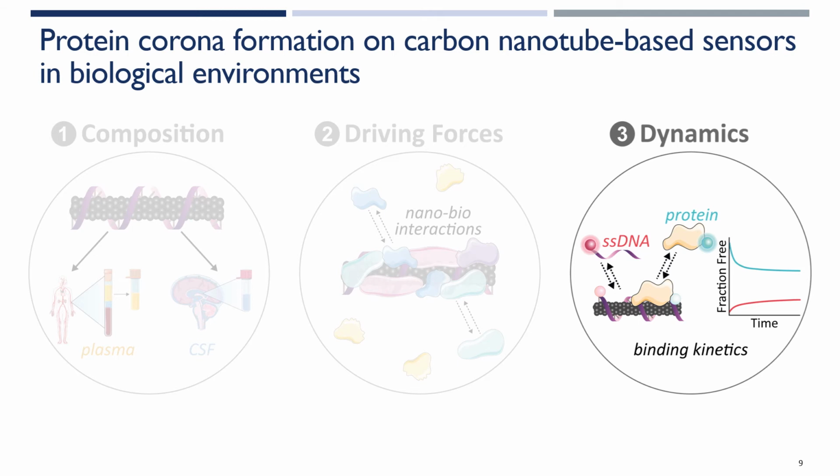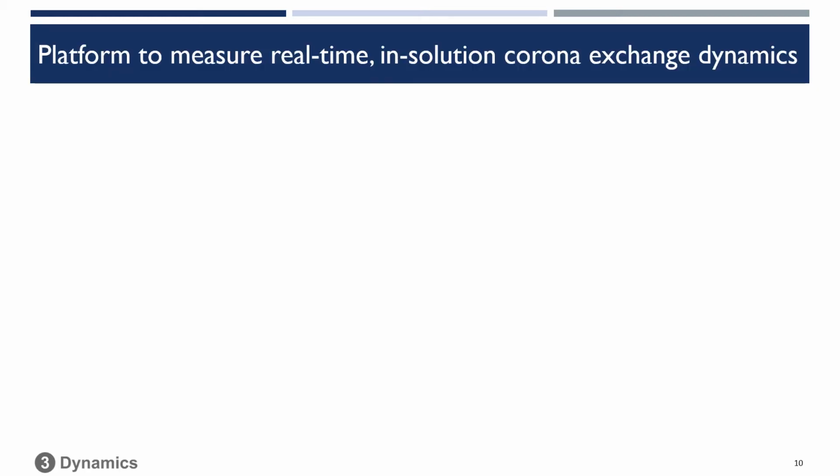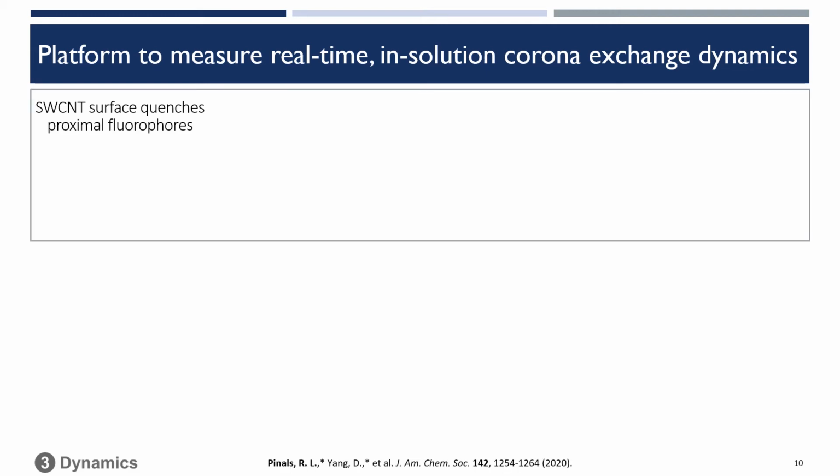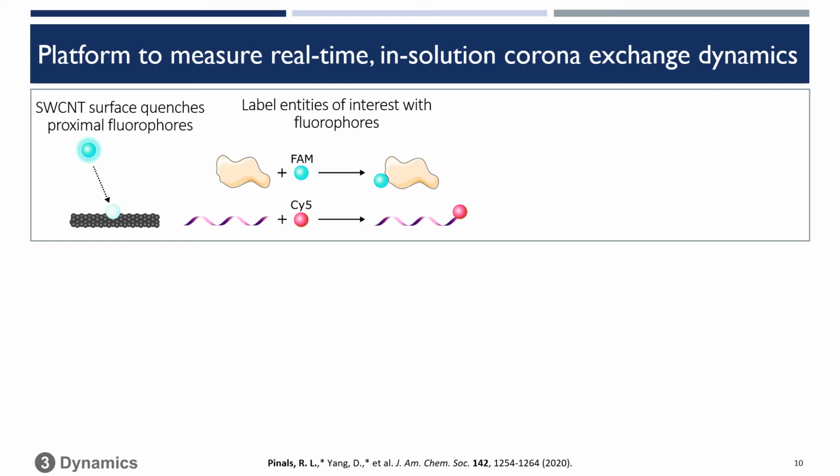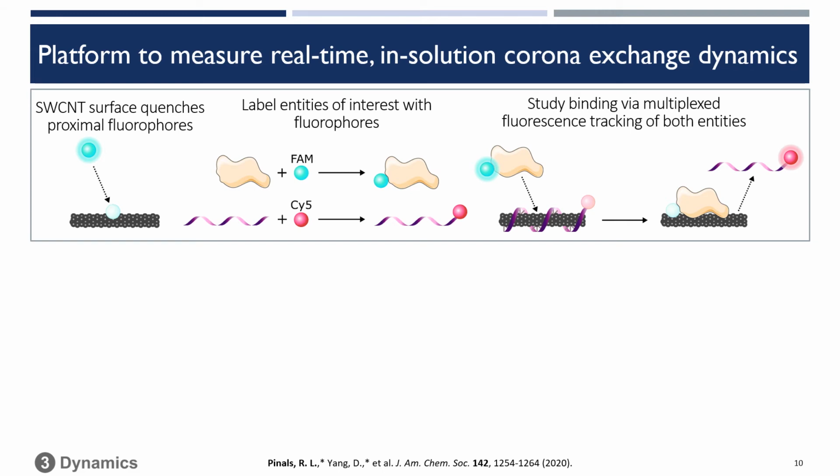I next wanted to explore what the time-dependent corona behavior looked like and gain a more holistic understanding of the exchange occurring in bioenvironments. Towards this end, I developed an experimental platform to measure exchange of biomolecules on the carbon nanotube surface. We take advantage of a known photophysical property of carbon nanotubes where fluorophores in close proximity to the surface become quenched. We label our entities of interest, here protein and DNA, with distinct fluorophores, and then we can measure binding exchange by multiplex fluorescence monitoring of both molecular species on the carbon nanotube surface.